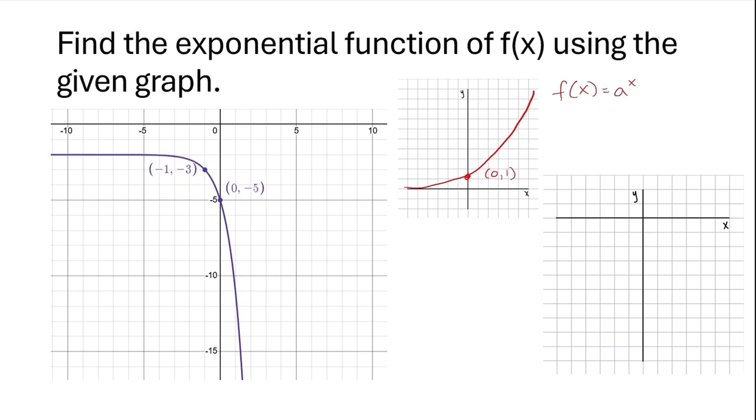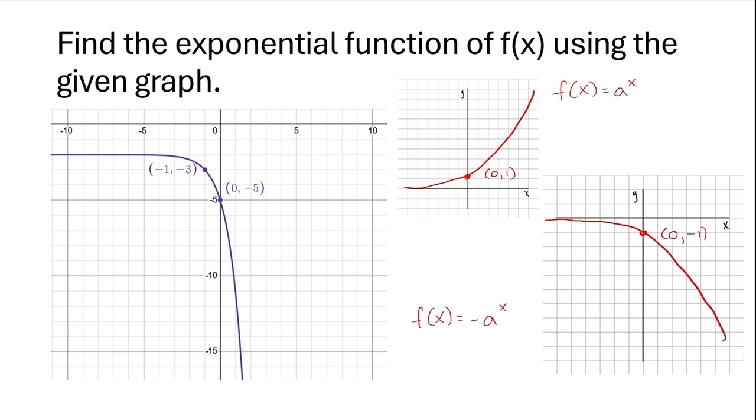The first thing that we can notice is that we need to reflect our graph over the x-axis. So let's make our function negative. This would look like f of x equals negative a to the x, it would have a graph something like this that passes through the point 0, -1.